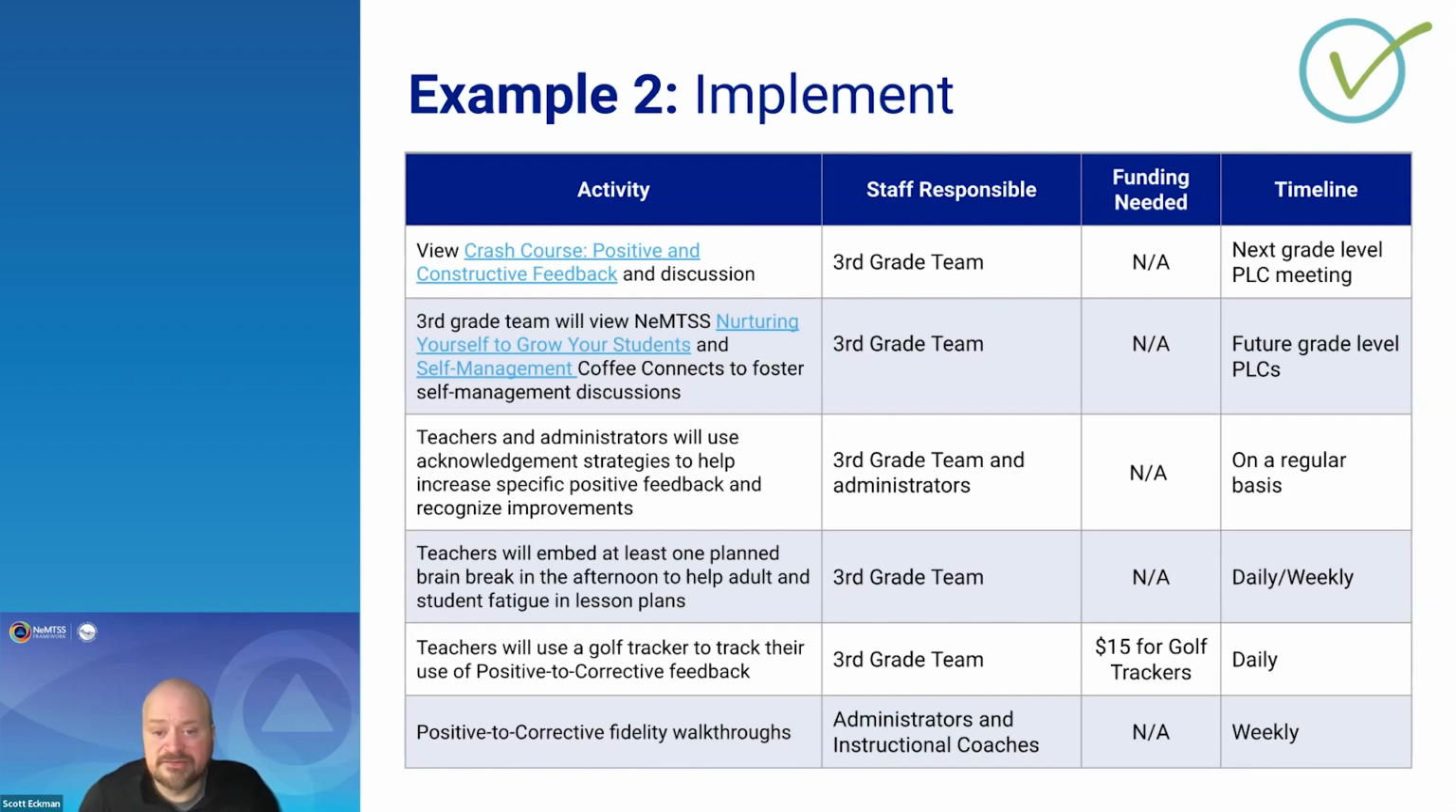So then also as a team, they're developing a group contingency plan to hold each other accountable in increasing that positive feedback in the afternoons. What they decided to do was they're proposing to use golf trackers to monitor and track their use of positive to corrective feedback. They found the cost for each golf tracker is $15 and submitted that for approval to their administrators. Finally, the administrators and the instructional coaches will continue to conduct positive to corrective Fidelity walkthroughs on specific positive feedback.